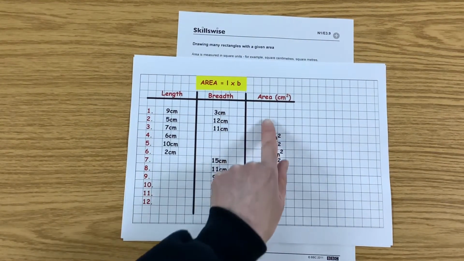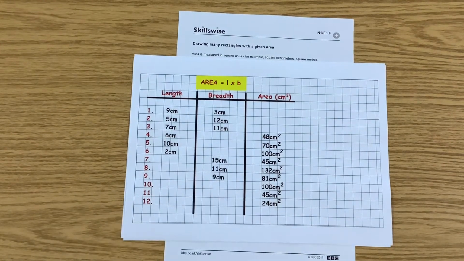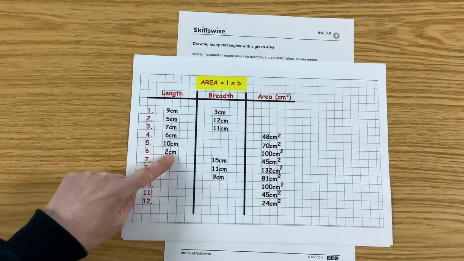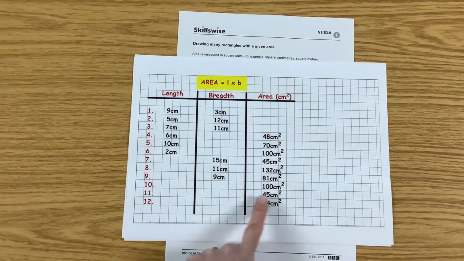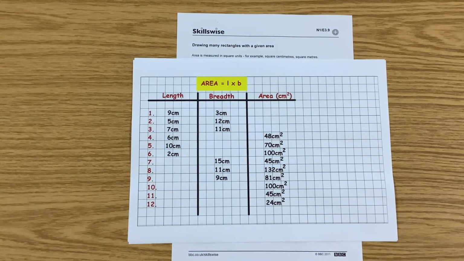In some of them, the missing number is the area. In some of them, the missing number is the breadth. And some of them, the missing number is the length. And in the last ones, there's 2 missing numbers. The length and the breadth are both missing. So let's start at the beginning. Always a good place to start.